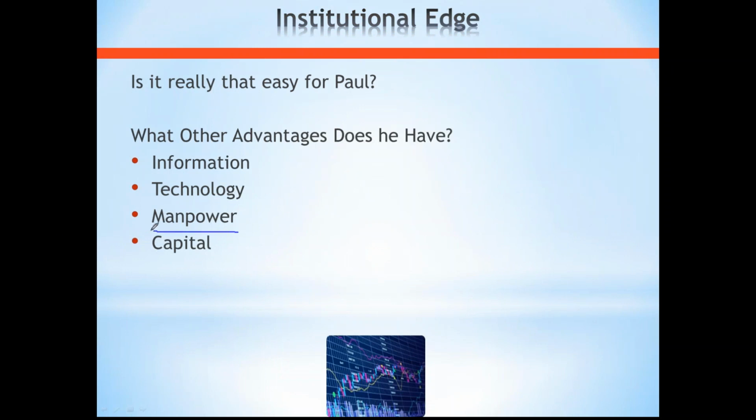The main driver of institutional edge is their access to capital. Okay, they have more capital than I do. That capital gives them access to more capital. Believe it or not, the more money you have, the more cheaply you can buy money. And it also gives them access to these three things above here: manpower, technology, and information. Now, information is the first on the list here because it is the most important.